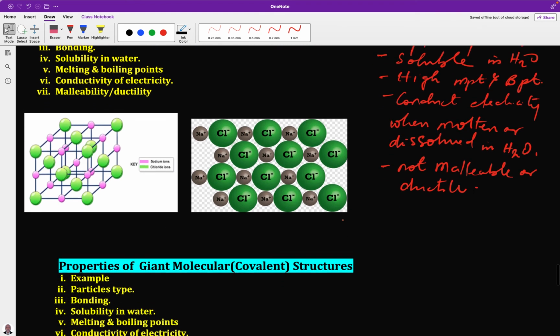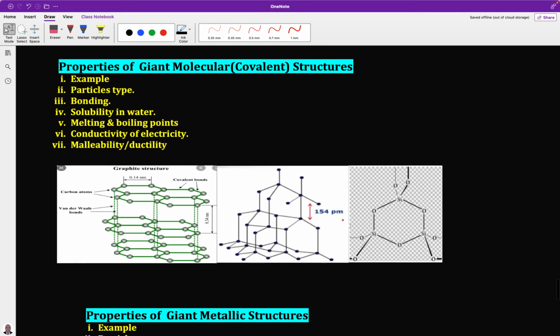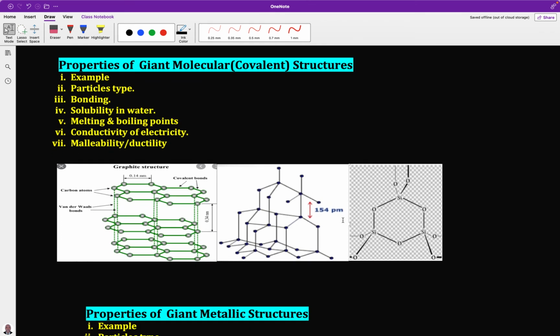We move on to the next type of structure, which is the giant molecular or giant covalent structure. We have many examples of this: diamond, graphite, and silicon dioxide. Here is the structure of graphite. This is diamond. And this is silicon dioxide.